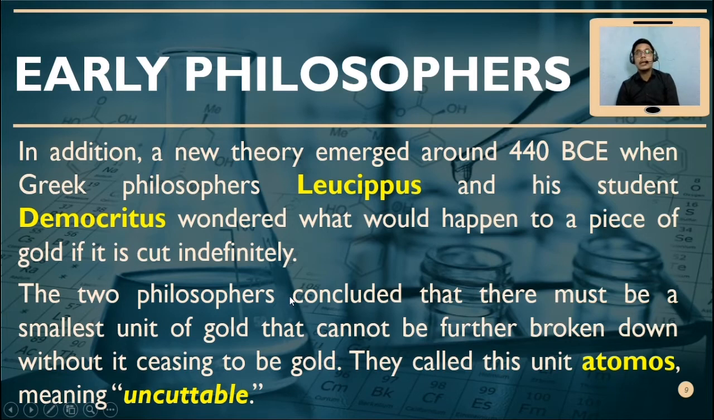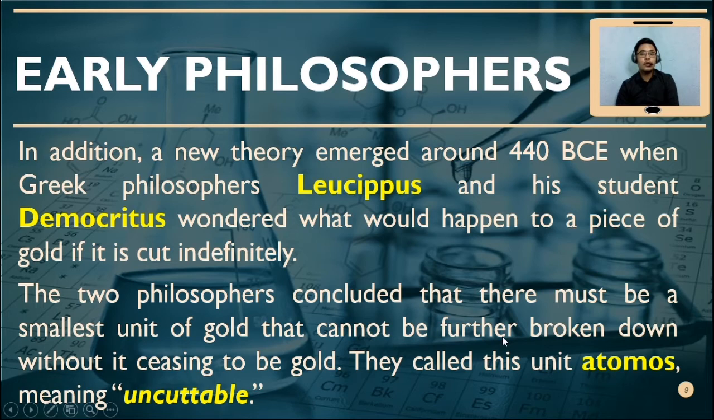So they reflected and found out that the gold they see can be cut indefinitely, and the smallest particle they arrived at, they called atomos, which means uncuttable. They kept cutting until they reached the point in their experiment where they could no longer cut it. And when they could no longer cut it, they called that portion atomos, again meaning uncuttable.